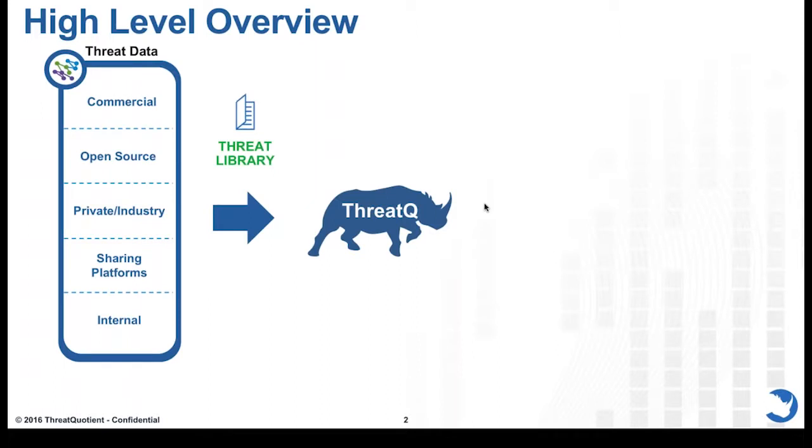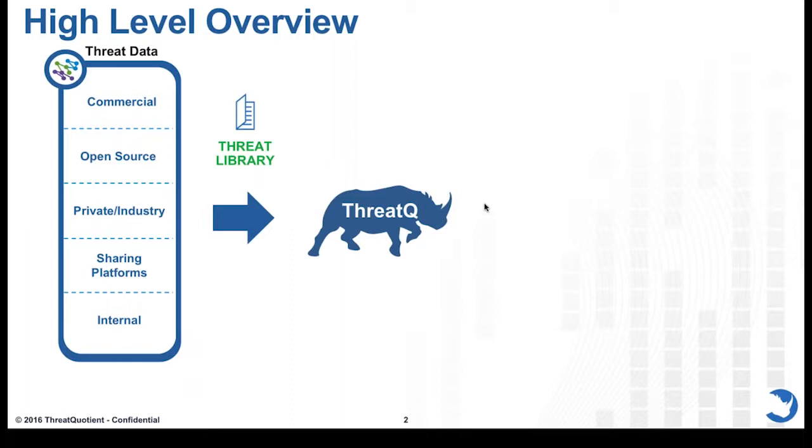Okay, so let's start out with the high-level overview. ThreatQ has a threat library, an open exchange, and an adaptive workbench. Now, the idea behind each one of these components is they allow the ingestion of threat intelligence, the ability to nurture and score and aggregate threat intelligence into one location, and the ability to then leverage that threat intelligence with third-party technologies.